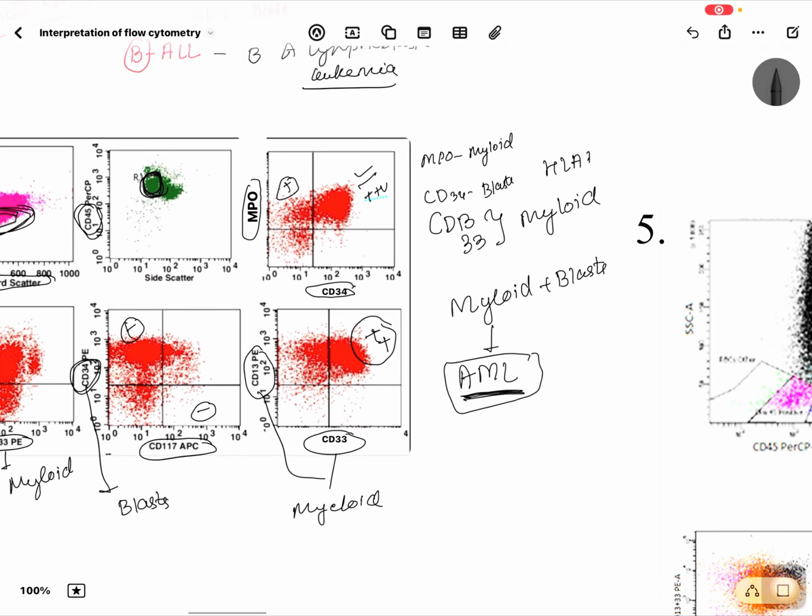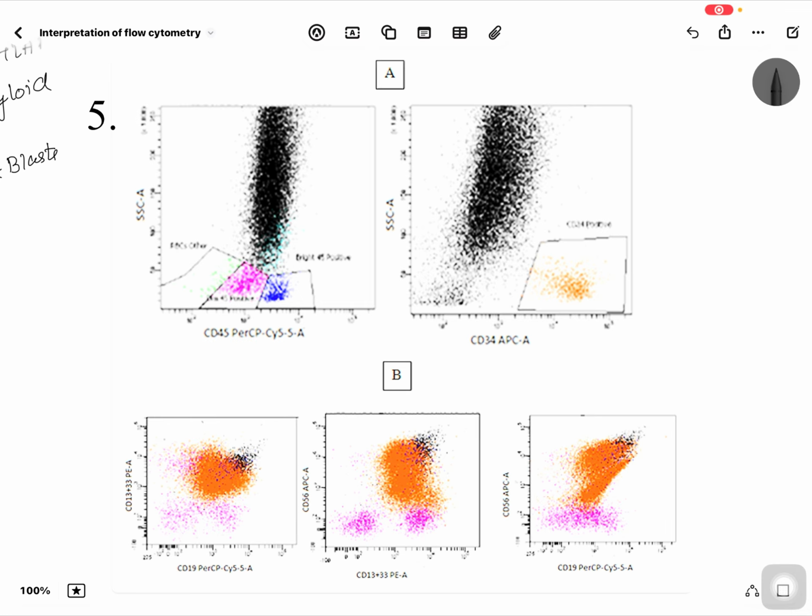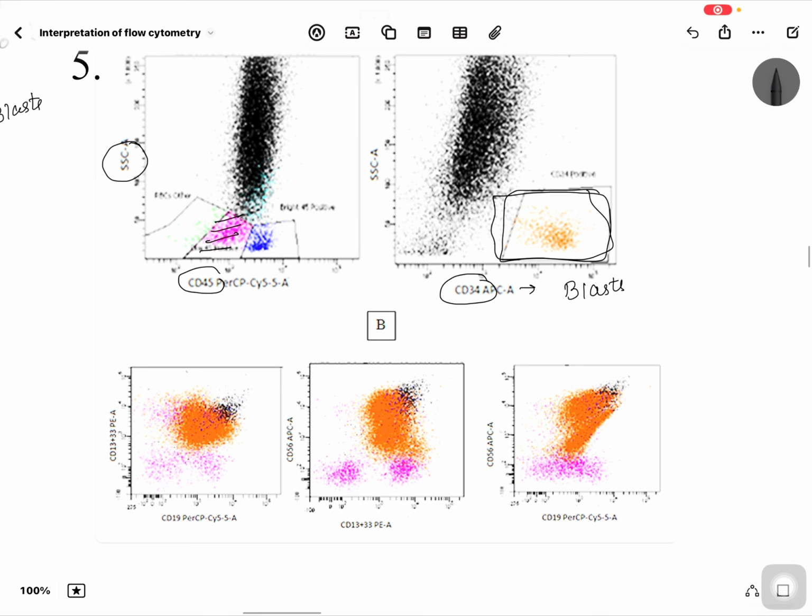Understood? Okay. Moving on to the next, that is the fifth example, which is this. Okay, so it tells you about the side scatter and it tells you about the CD45. So can you see this population dim to bright? Okay, we are not able to focus clearly, that's okay. Then we see CD34. Do you see CD34 positivity here? Little. Yes, CD34 is a marker of blasts, so that means blasts are present.